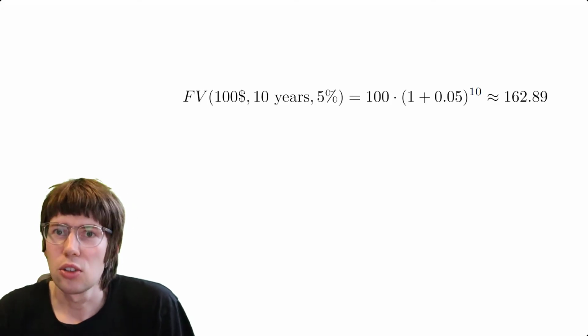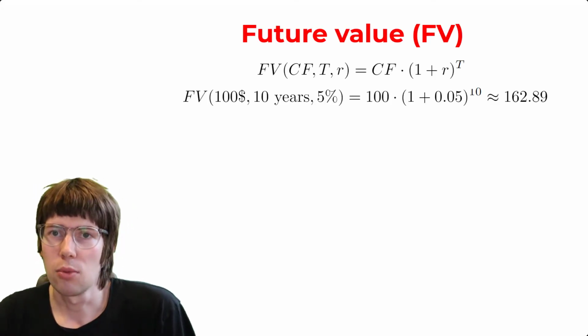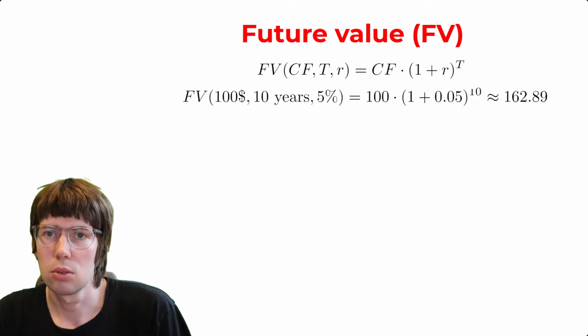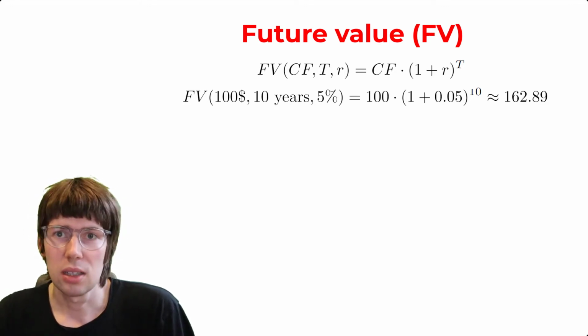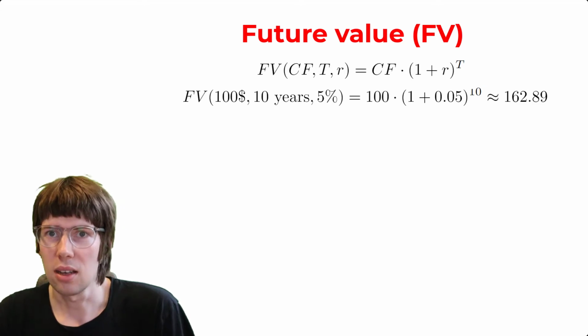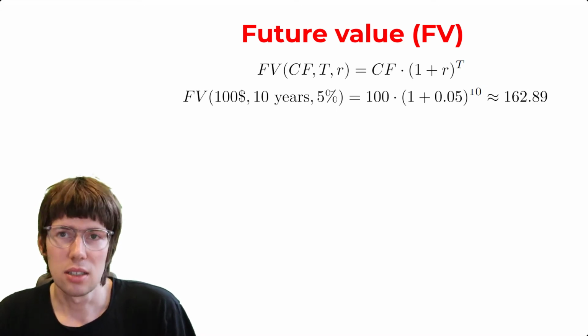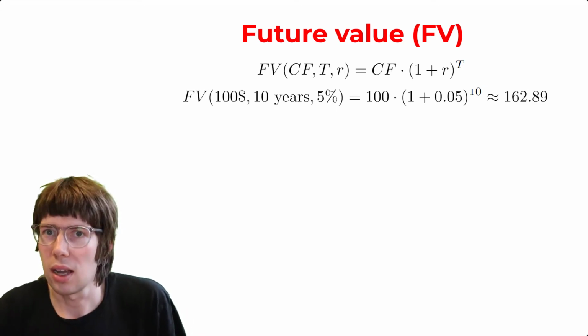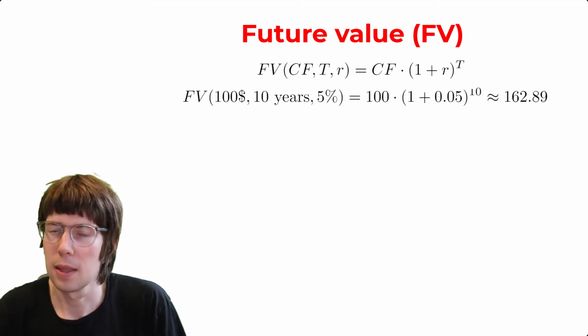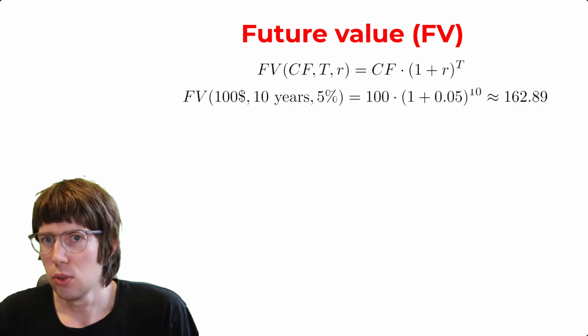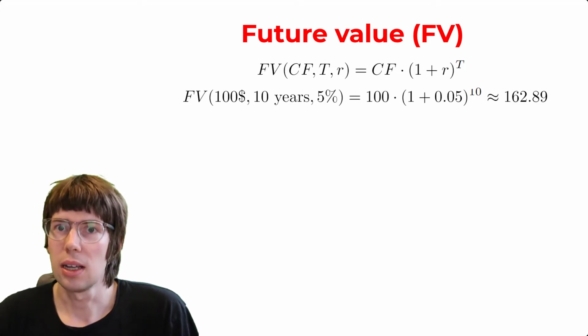So you probably know this already, but that's going to be $100 multiplied by 1 plus 5% to the power of 10. That is equal to approximately 162.89. So this $163 is the future value of the $100 received today. Okay? So the opposite of a future value is the present value.